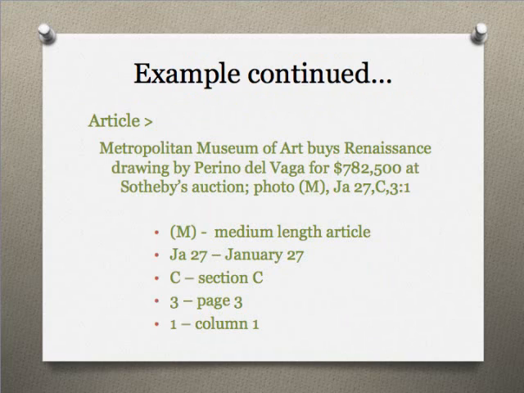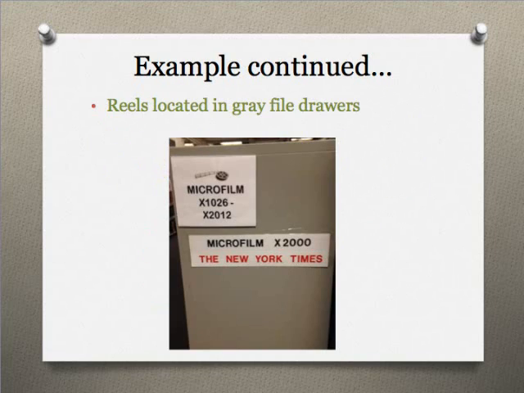M means it's a medium-length article. JA27 means the article was written on January 27th. C is the section of the paper where the article is located. 3 is the page number the article is on. 1 is the column number. So this article is located in the January 27th, 2011 issue of the New York Times in Section C, page 3, column 1. Our next step is to find the microfilm reel.